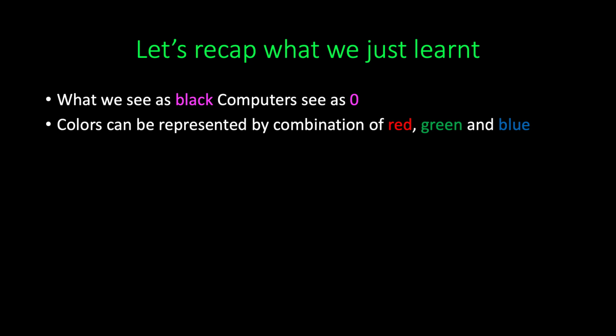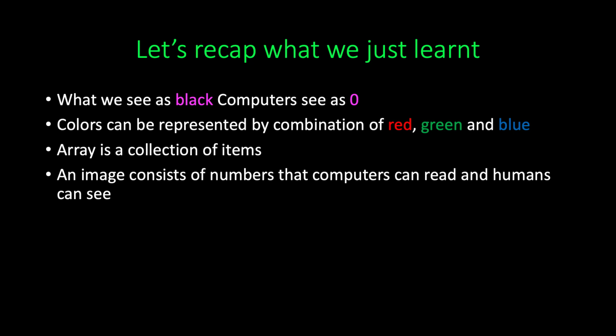So let's recap what we just learned. What we see as black, computers see as 0. Colors can be represented by a combination of red, green and blue. An array is a collection of items, right? And finally, an image consists of numbers that computers can read and humans can see. So we learned about the black image.